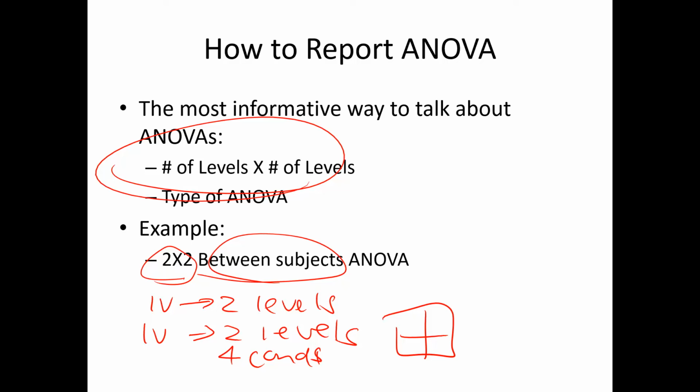I could also have a 2 by 3. It doesn't matter which number you put first. But this is the way I think is the best way to talk about ANOVAs because it's the most informative. So it tells me how many levels in each IV there are to expect coming up, and also it tells me how many conditions there are to think about post hoc tests.